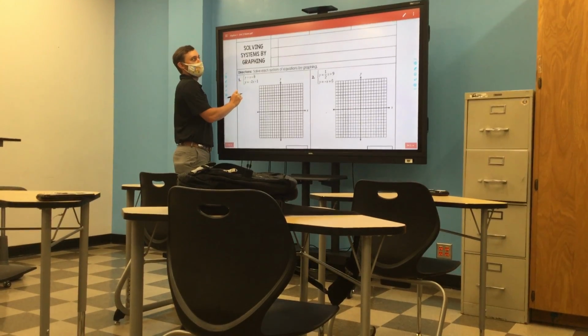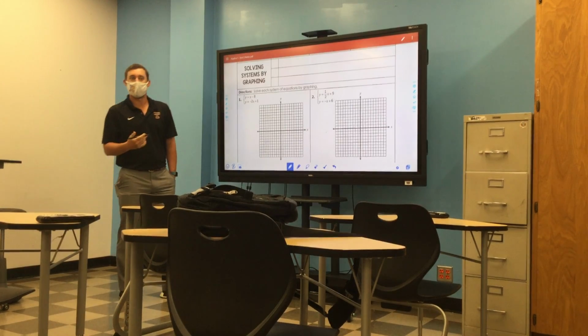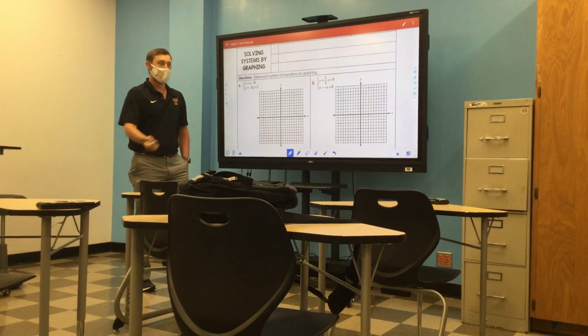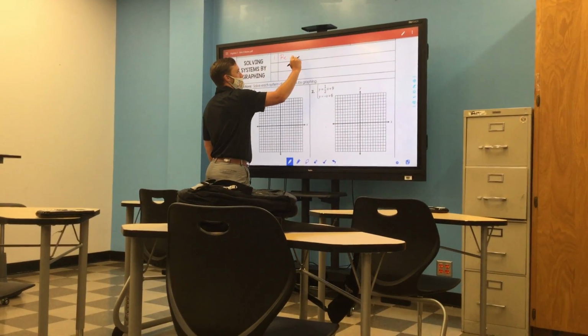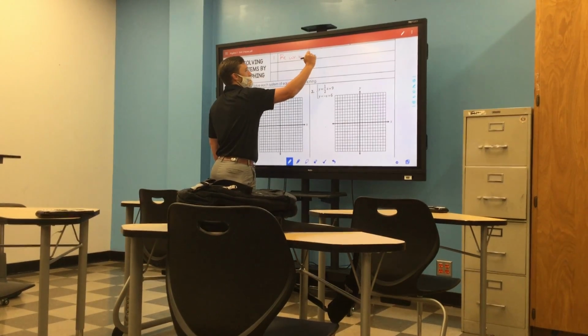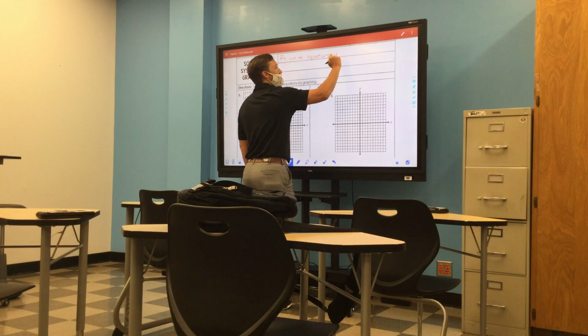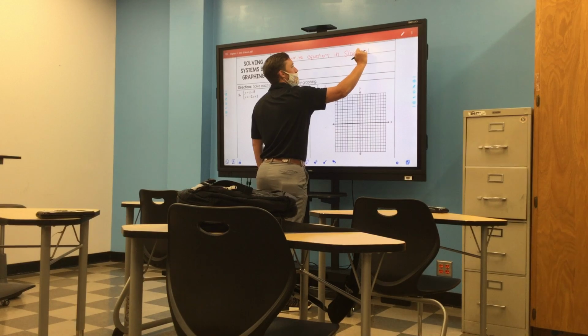So if we were to do all of these by hand, there are 3 steps that we want to do. Number 1, we would want to rewrite equations in slope-intercept form.